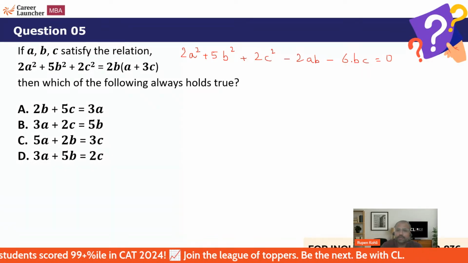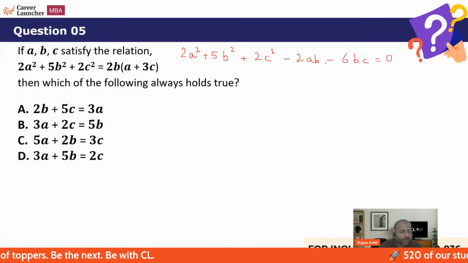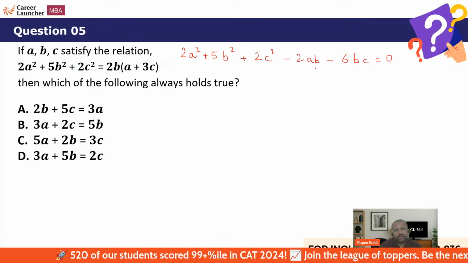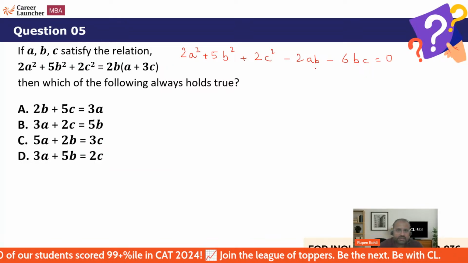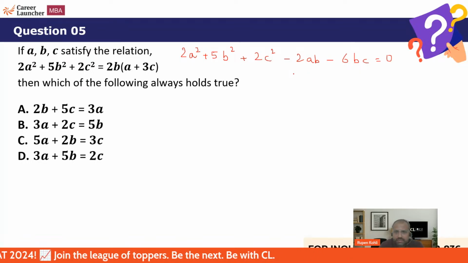So anything coming to your mind, let me know. What do you think we can do over here? Okay, so this is a good question, I would say, and the manipulation required over here is this.